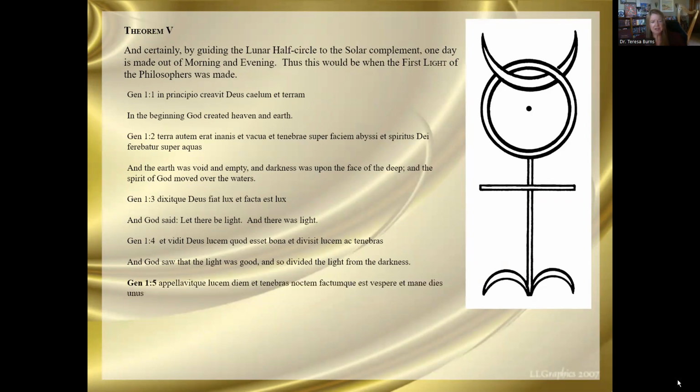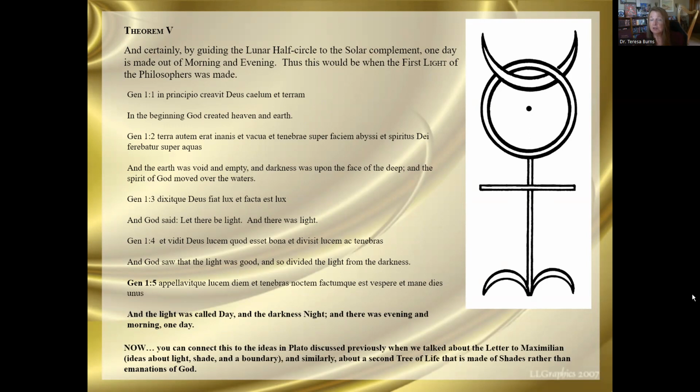And now Genesis 5. The light was called day, and the darkness night, and there was evening and morning one day. This is the first light of the philosophers that he's talking about, the light that leads to the philosopher's stone, the light that flashes down the tree of light, the light that in the Timaeus punctures into creation and creates perfect geometric forms, and then everything else that comes out from that.